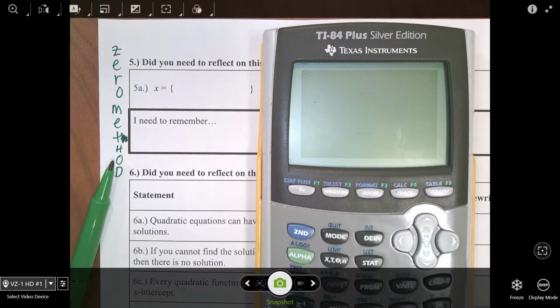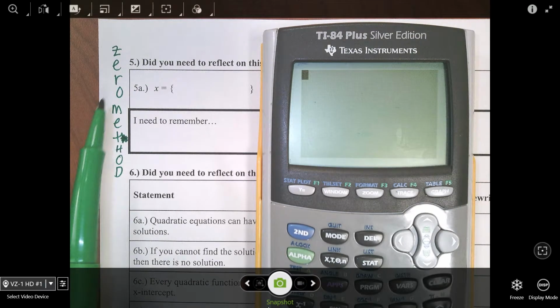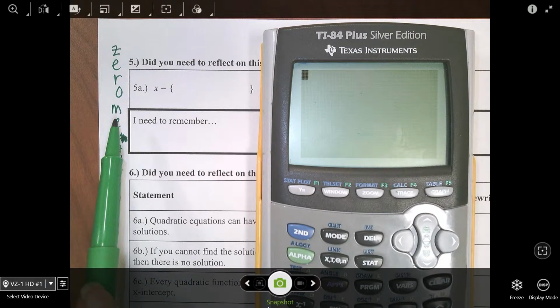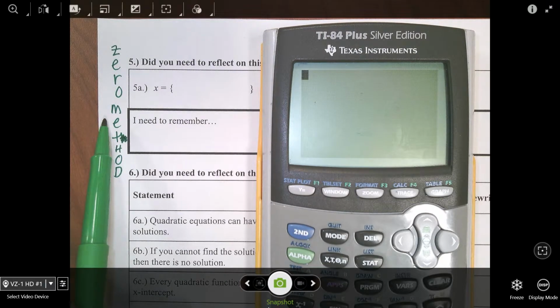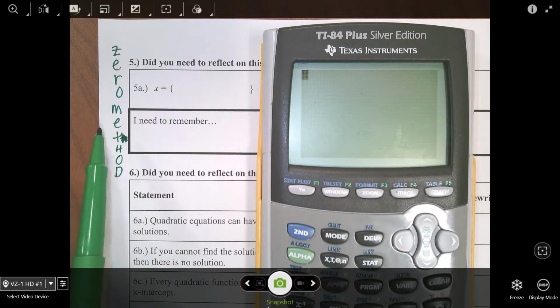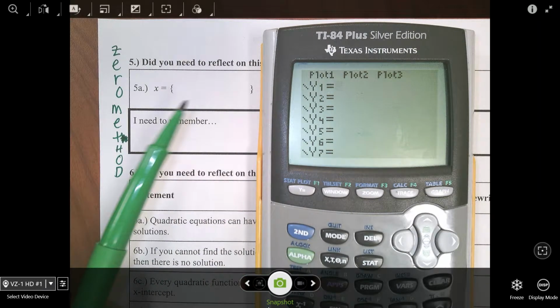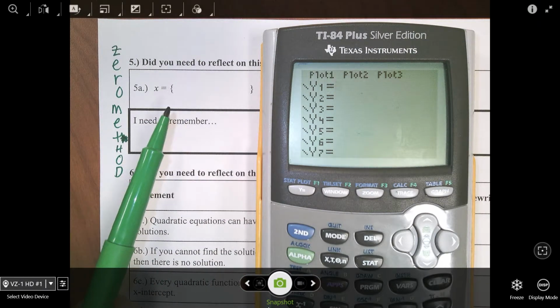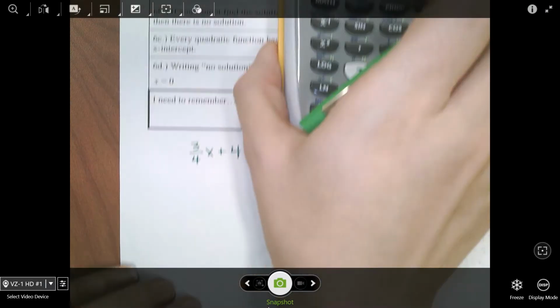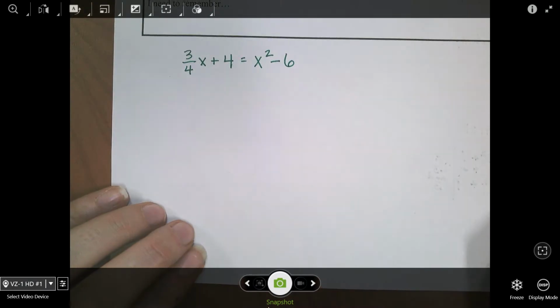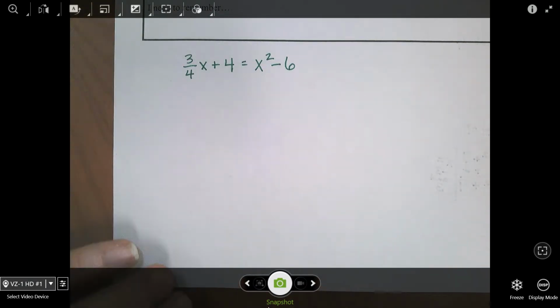Okay, this is going to walk you through 5A using the zero method. So the zero method can be found on page 3 in your booklet. So just a reminder about the zero method, before you can enter it into the calculator, you've got to put it in standard form. So I'm going to show you the work down here for that first, before I type it into the calculator.